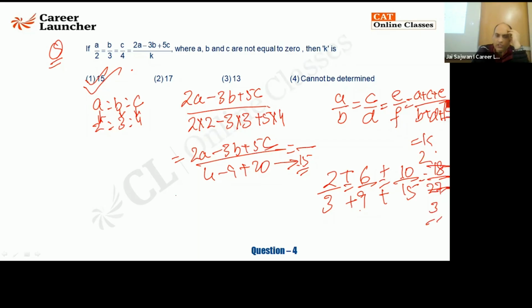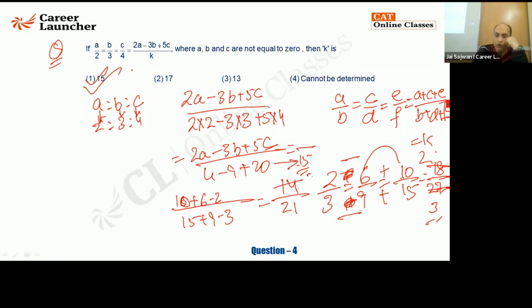It is not only addition that you need to do, you can also do the subtraction. So I'll say 10 plus 6, but here it is minus. So I'll say it is 15 plus 9 is 24, minus 3 is 21. Denominator is 21, numerator is 14. I hope you understand, 7 2s are 14, 7 3s are 21. The answer is also 2:3 coming there.